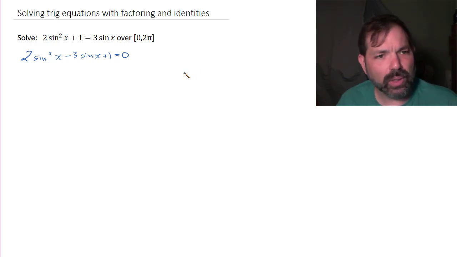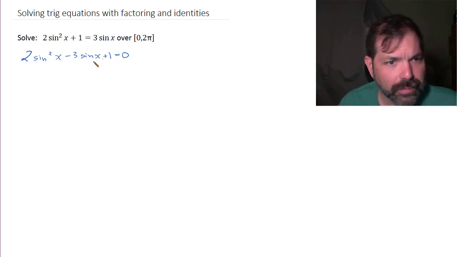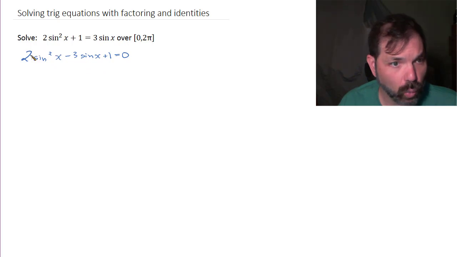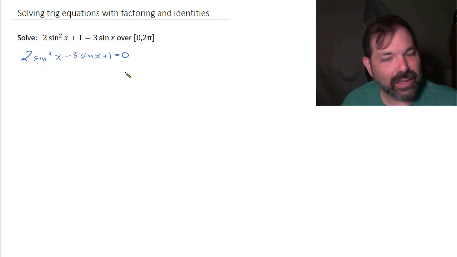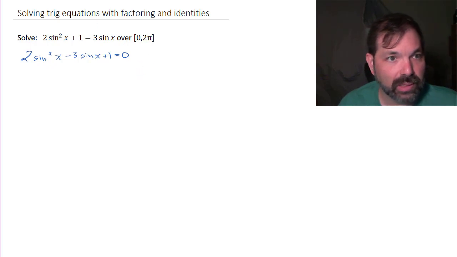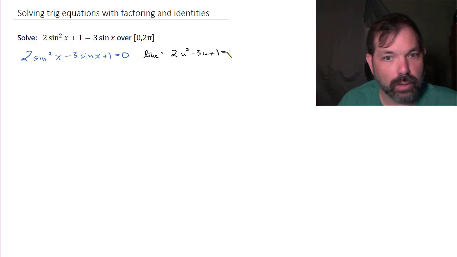So now, if we look at this, I have the sine function and the square of the sine function. So this is like solving 2u squared minus 3u plus 1 equals 0, where I've made the substitution that sine x is u.